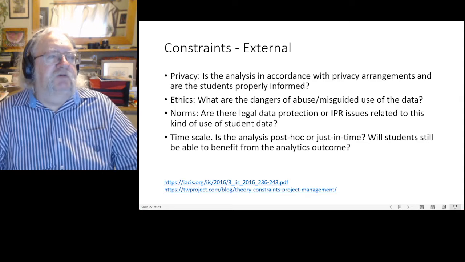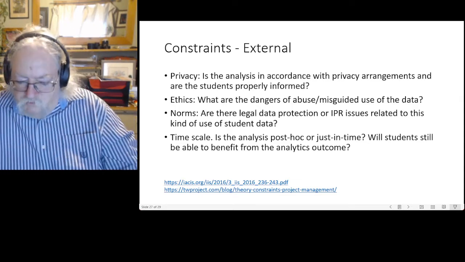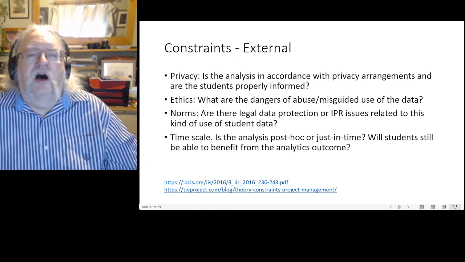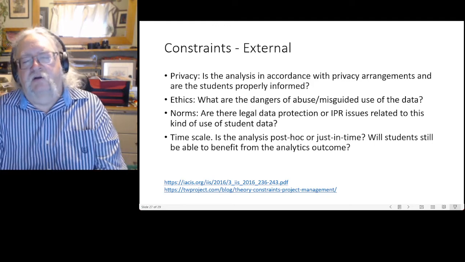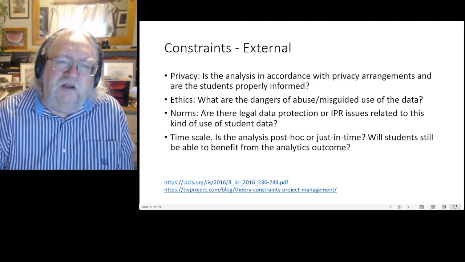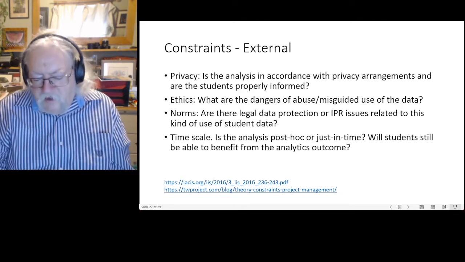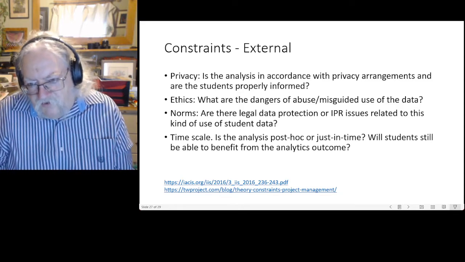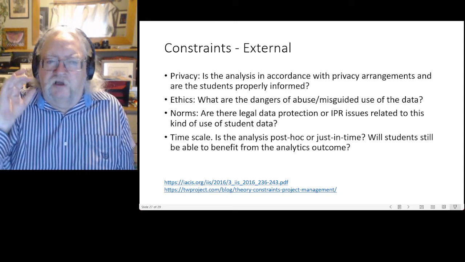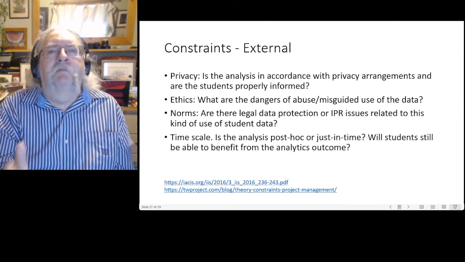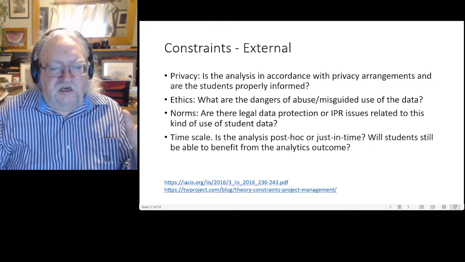And then even the time scale. How quickly are you trying to do something? Are you doing just-in-time AI in order to provide real-time content recommendation for students? That really impacts what you can do. Now, all of these are constraints. All of these are the sorts of things that, although they're not directly related to ethics, will impact what you can do and therefore impact the decisions that you can make in an AI or an analytics context.